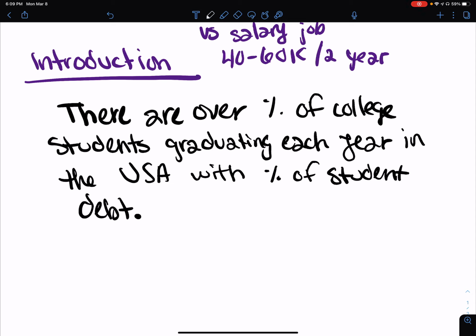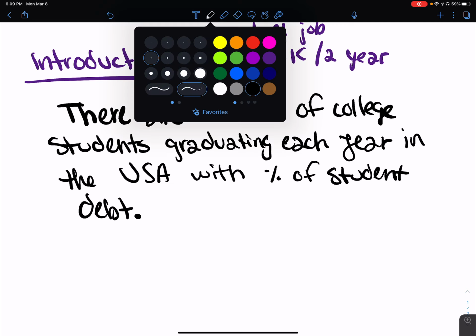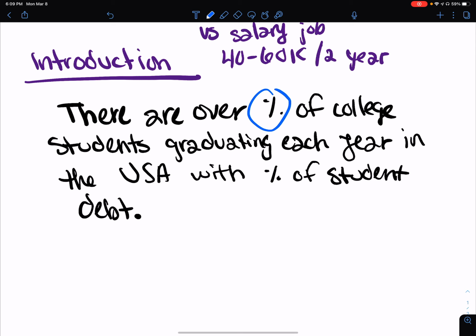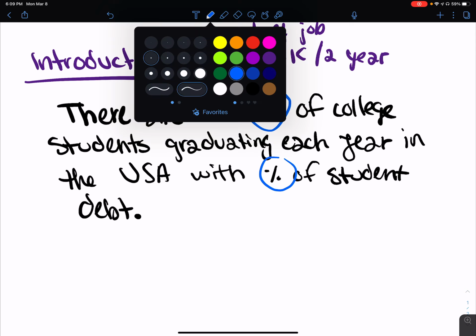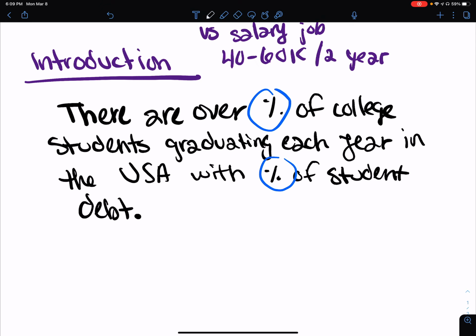so my first sentence in my introduction says there are over percentage of college students graduating each year in the USA with percentage of student debt. Obviously, I haven't done my research yet, so it's a percentage yet. I still need to find out what exactly is that percentage or that number.